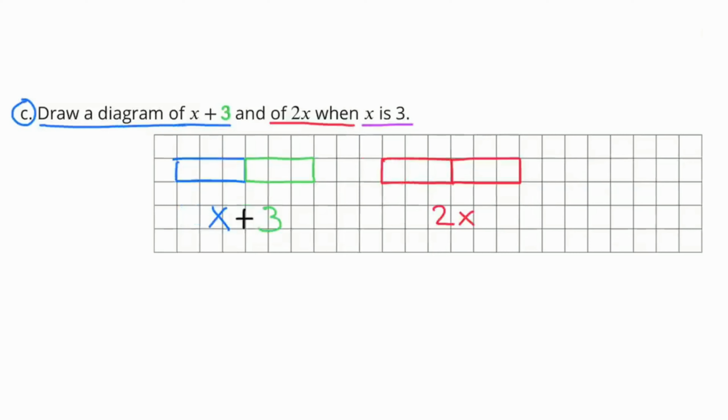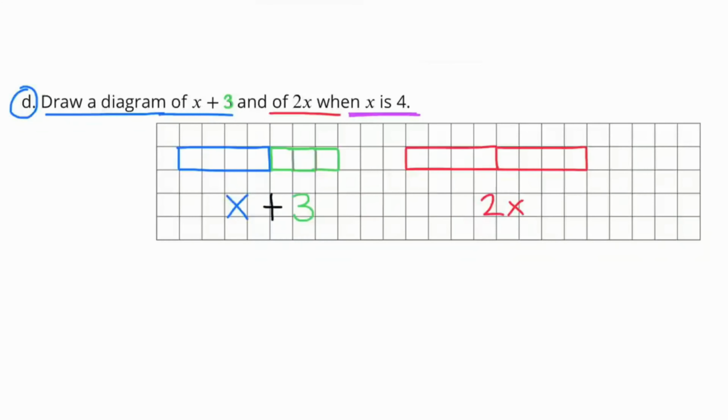C. Draw a diagram of x plus 3 and of 2x when x is 3. When the value of x is 3, 3 squares in my grid would equal 1x. So x plus 3 equals a total of 6 squares, or 6 units. And 2x is a total of 6 units.